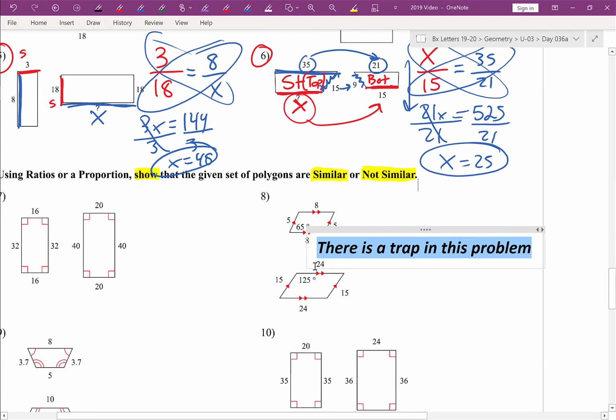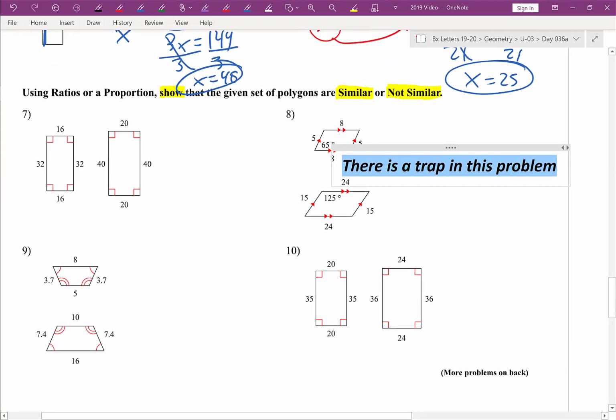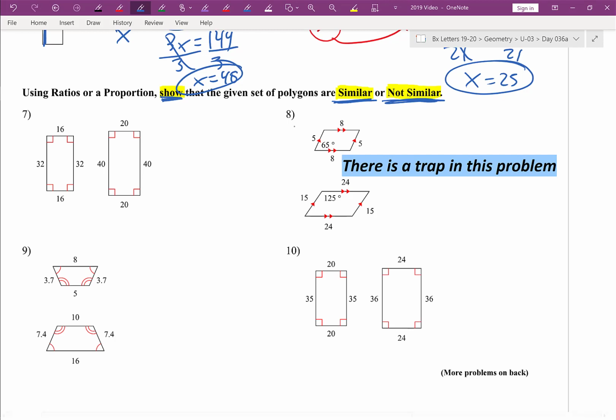All right, in these sets of problems, 7 through 10, you are going to show that the shapes are similar or not similar. So you actually need to say similar or not similar and then have work to support that. Number 8 is a trap. There's just no other way about it. Still try them all.